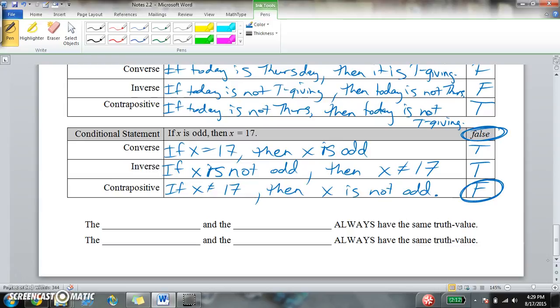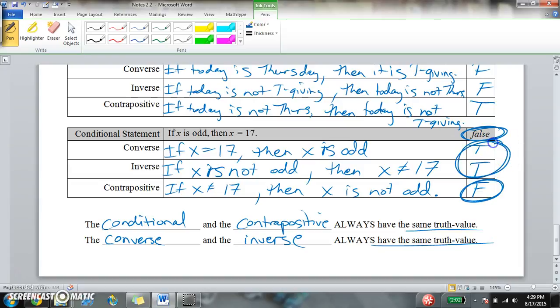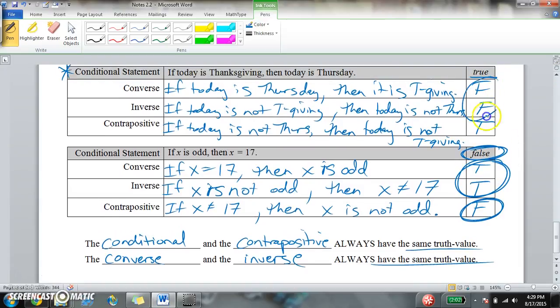So, note that the conditional, the original statement, and the contrapositive always have the same truth value, meaning that if one is true, the other is true. If one is false, the other is false. So we already kind of talked about that. Also, it's important to notice that the converse and inverse, the same thing happens with those. They have the same truth value. So if one of those is false, the other is false. If one is true, the other is true. You can notice that here and here, or also for any of the other examples that we talked about.